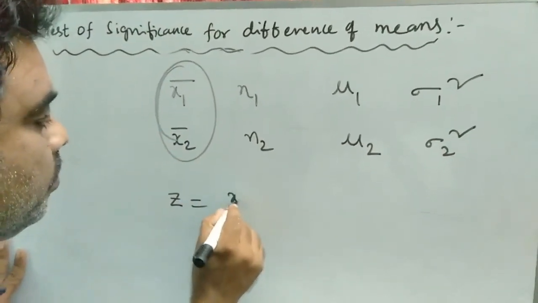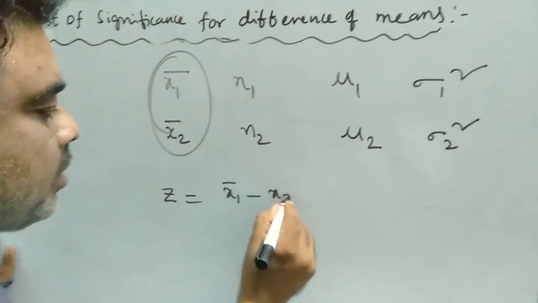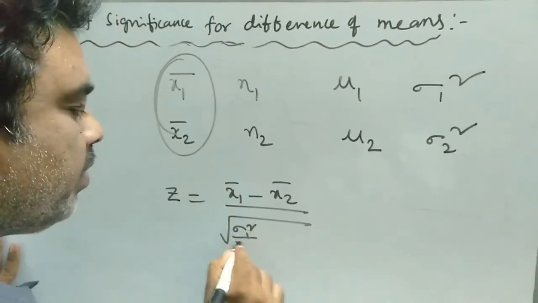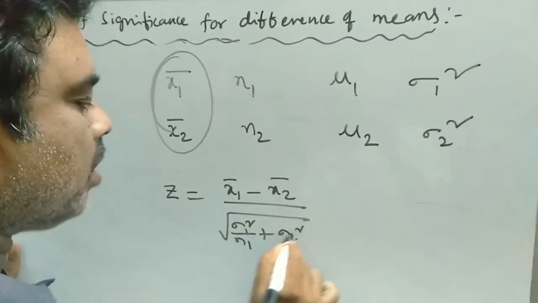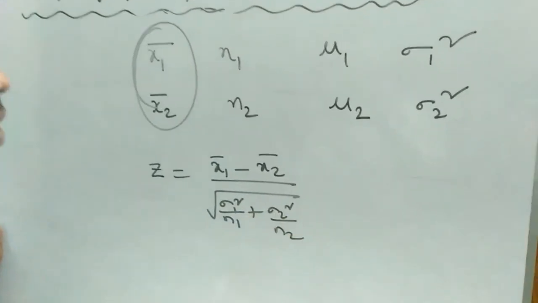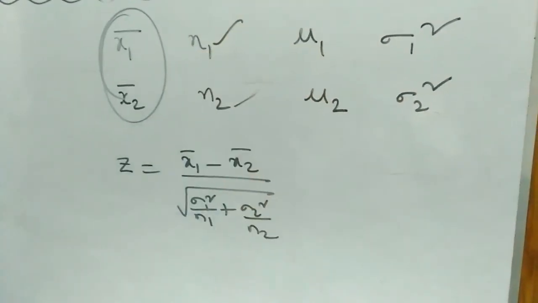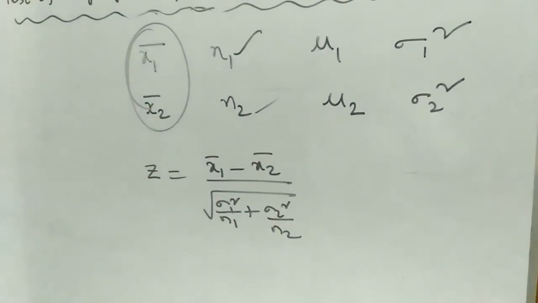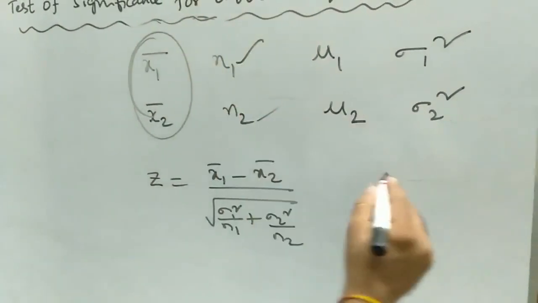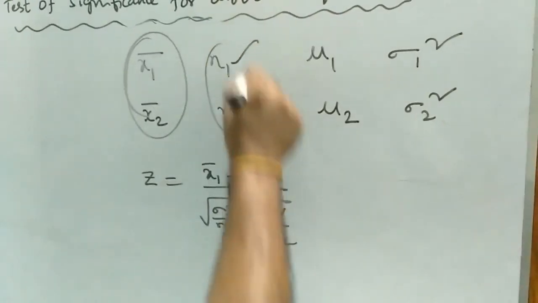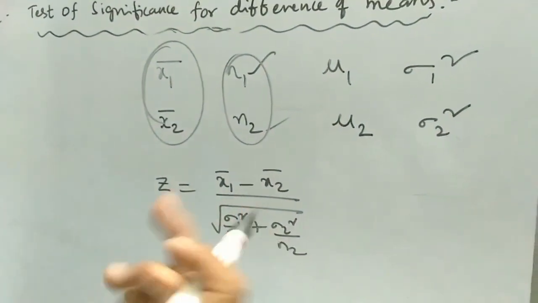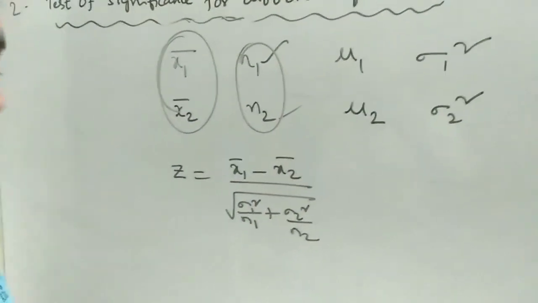z is equal to x1 bar minus x2 bar by square root of sigma1 square by n1 plus sigma2 square by n2. Here n1 and n2 are large samples because we are under large sample tests. Large sample means the size of the sample must be greater than or equal to 30. And this follows the normal distribution, as per the central limit theorem.